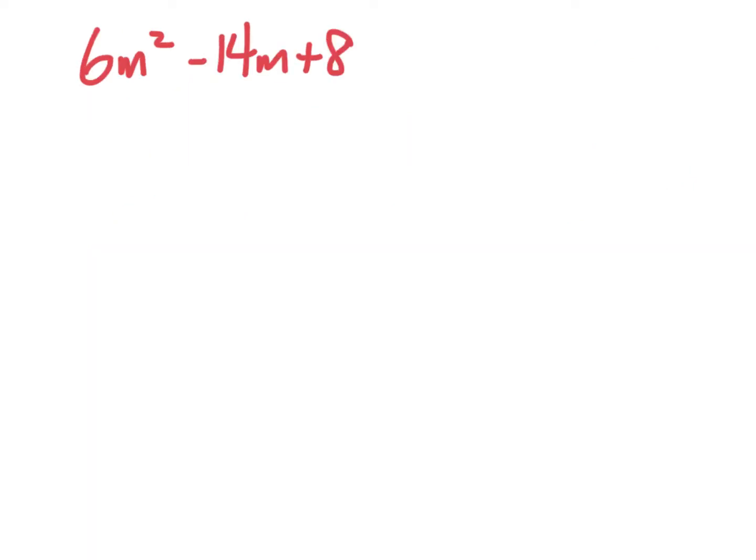Now let's do this example, 6m squared minus 14m plus 8. This is the first example where these are all divisible by a certain number. They're all divisible by 2. So if I pull a 2 out, then I'm left with 3m squared minus 7m plus 4. And again, I'd like to encourage you to try this one on your own. So go ahead and pause the video.